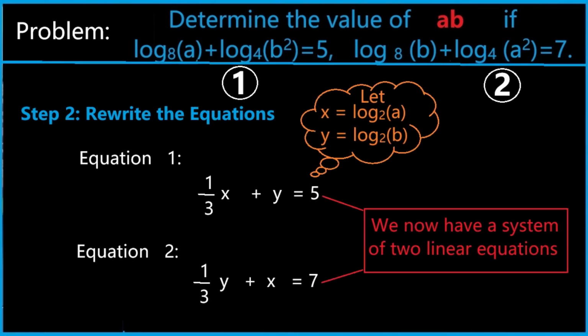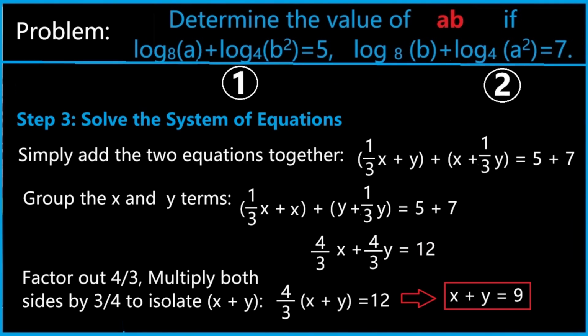Step 2. Rewrite the equations. Next, we introduce substitution to simplify the algebra. Let x equal log₂a, y equal log₂b. Now substitute the simplified logarithmic expressions from step 1, along with these new variables, back into the original equations. This gives us a clean system of two linear equations, as shown on the screen.